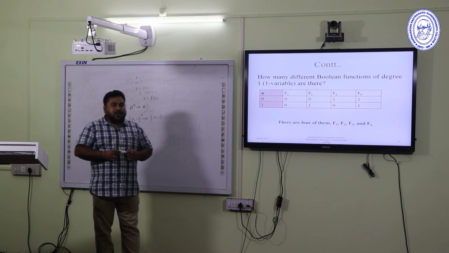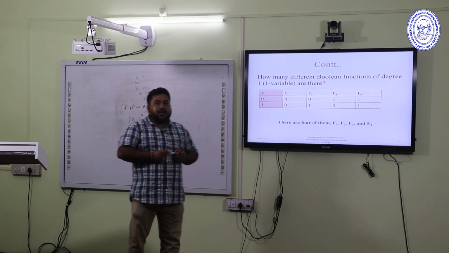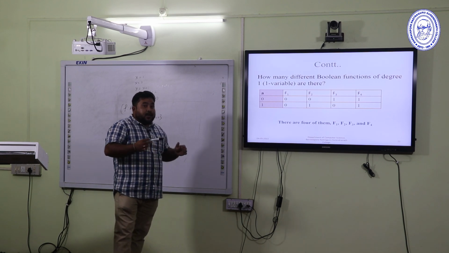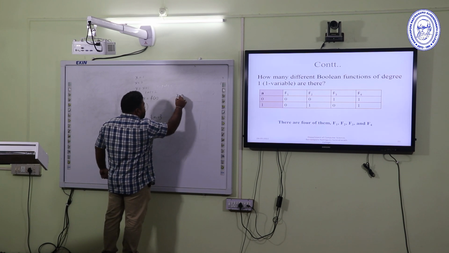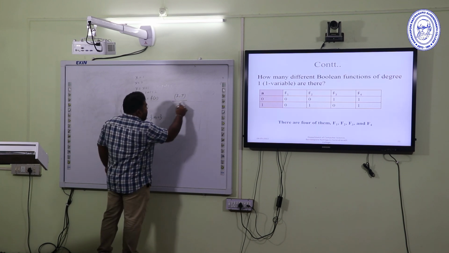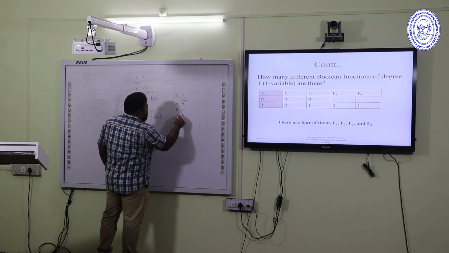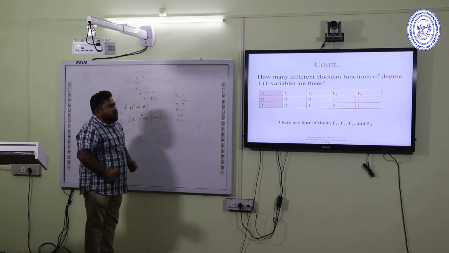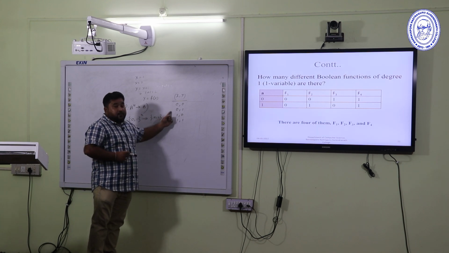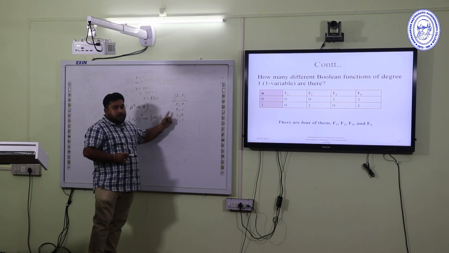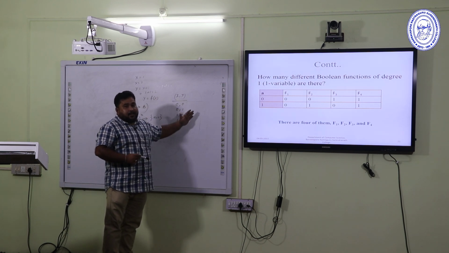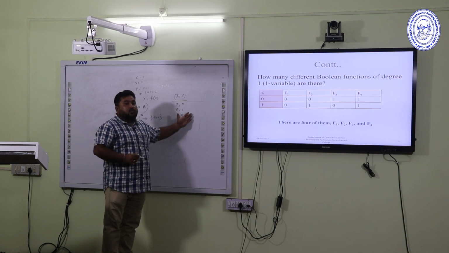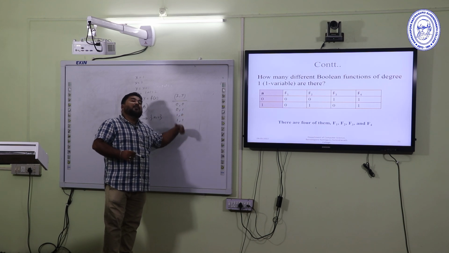Now the question comes to our mind: how many functions can be generated with a certain number of variables? For two variable functions, if we take x and y, we can get 0 0, 0 1, 1 0 and 1 1. So there are 4 combinations, not functions. From these combinations we can generate 2 to the power n functions, meaning another 4 functions.